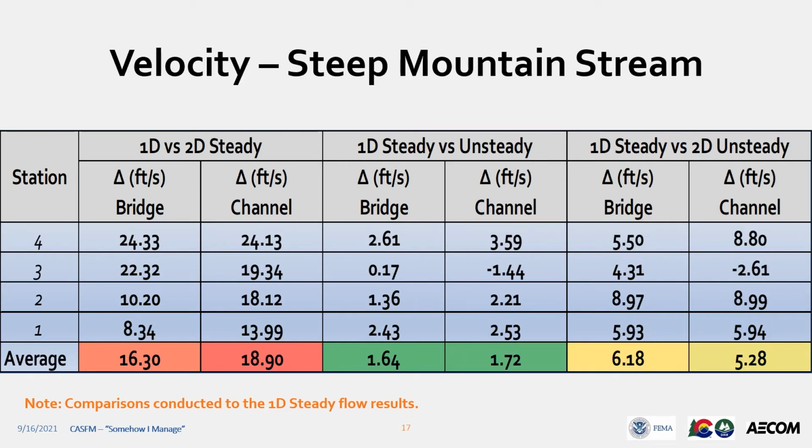So looking at the velocity for the steep mountain stream, across the board in this case, we can see higher velocities between 1D study and all the other methodologies. The biggest thing to note is that the 2D study, we see velocities that are consistently higher, between 8 and 25 feet per second more than the 1D study, which is pretty significant. For context, the velocities in the 1D study plan range from 7 feet per second to 14 feet per second. So in some of these areas, we're looking at velocities of 30 something, which is pretty big.